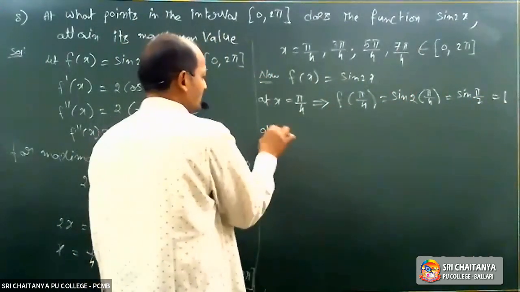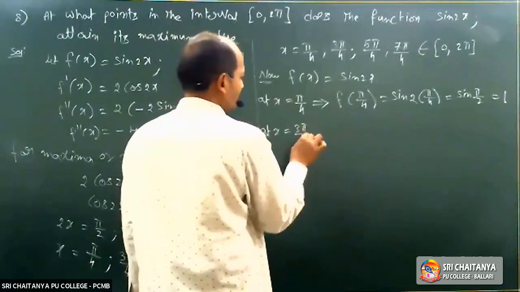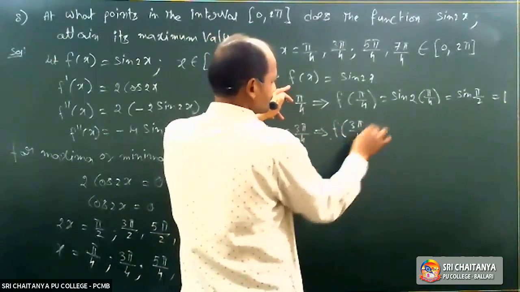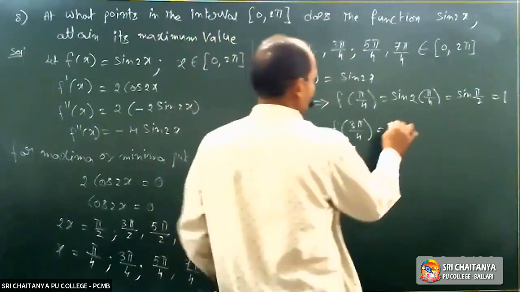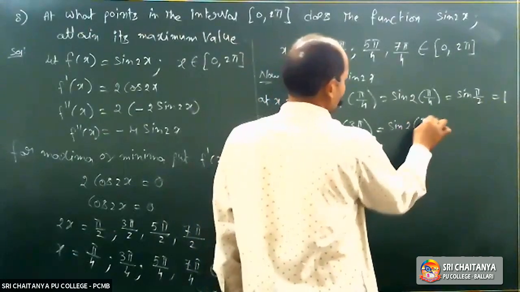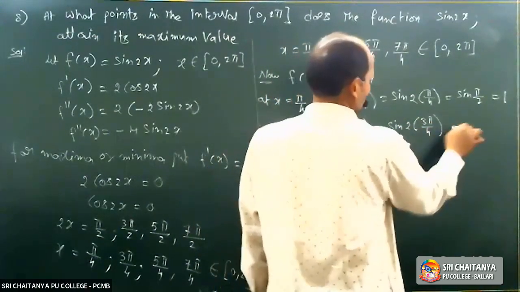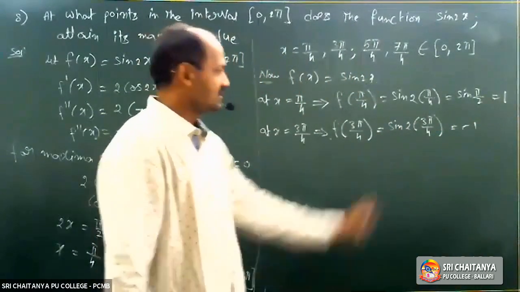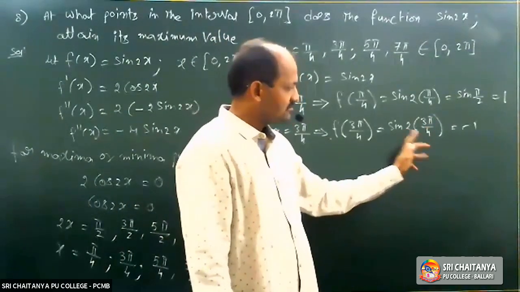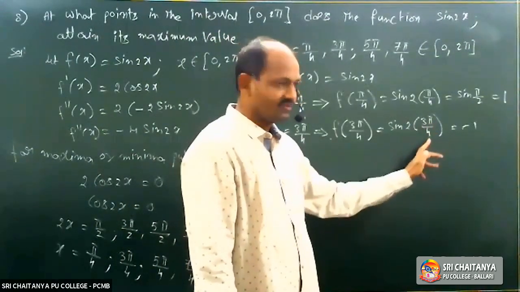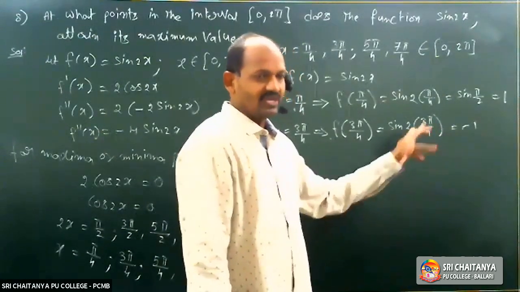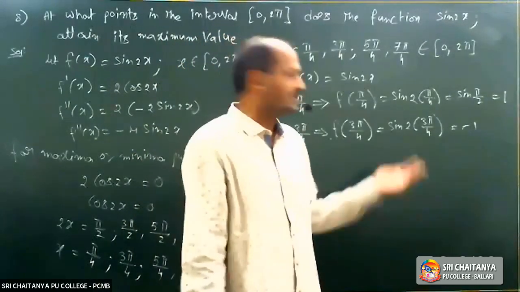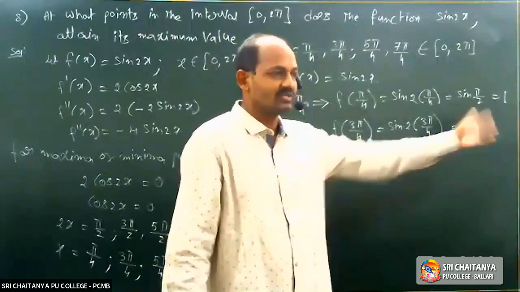Next, at x is equal to 3 pi by 4, that means f of 3 pi by 4. It is sine 2 into 3 pi by 4, we get minus 1. That means sine 3 pi by 2. It is sine 6 pi by 4, that means 3 pi by 2. 3 pi by 2 means pi plus pi by 2, third quadrant. In third quadrant, sine is negative. We get a minus 1.